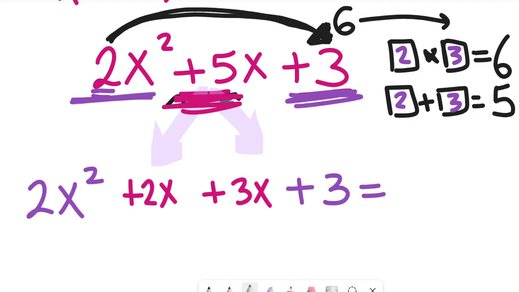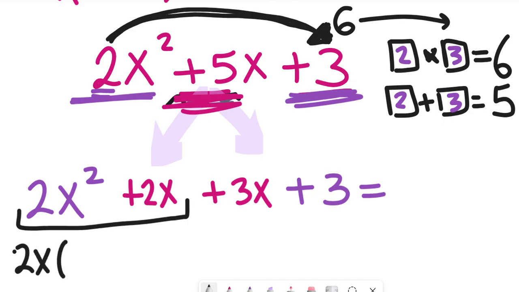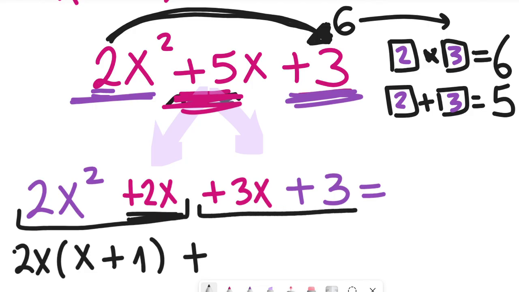Alright, we are almost done. The only thing we need to do here is the grouping method, and we learned already how to do grouping in this lesson. So, first two terms, what do they have in common? 2x squared and 2x. It's obvious that 2x goes out. 2x multiplied by what will give us 2x squared? It's x. 2x multiplied by what will give us 2x? 1.